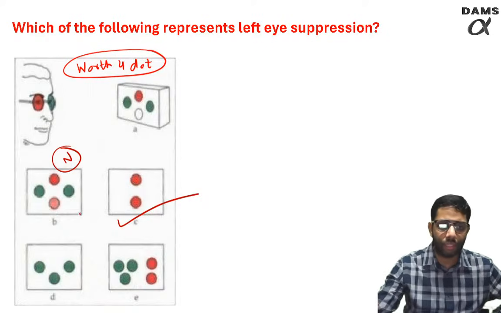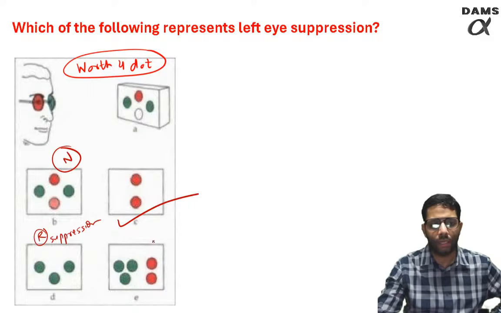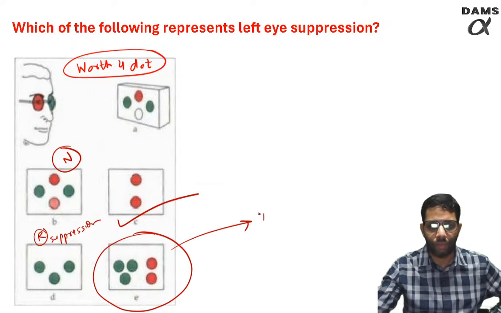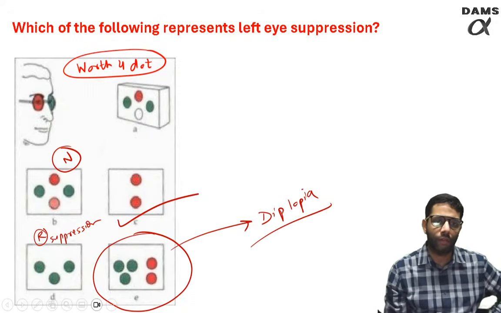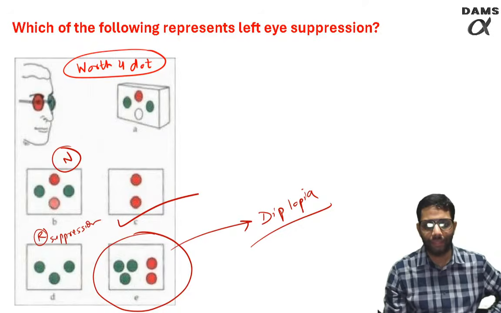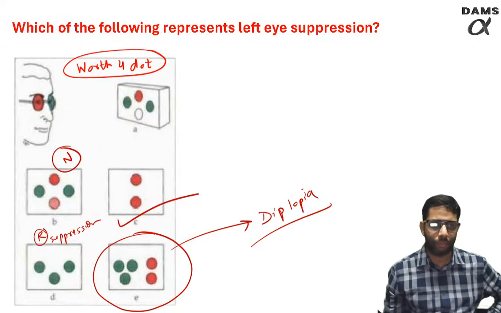And if three green dots are seen, it means the right eye is not working. That is known as right suppression. Let me see who can answer the interpretation of option E. I'll give you a hint. Worth made the test such that if diplopia is there, then five dots will be seen, not four. This patient has a squint. Esotropia, exotropia, esophoria, exophoria, what? Eso or exo? Is this uncrossed diplopia or crossed diplopia?